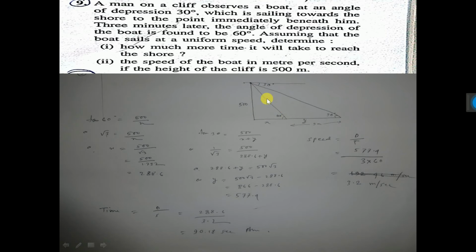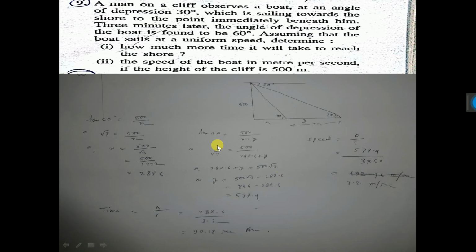Now tan 60, this triangle you take, you can give name A, B, C. Then tan 60 degrees equal to perpendicular 500 and base is x. I have considered, let x is this distance. So tan 60 value root 3 equal to 500 by x. Now x equal to 500 by root 3. Root 3 will go down, x will come here. Then you can do root 3 by root 3, then root 3 into root 3 will be 3. So 500 by 3 into root 3. Then put root 3 value 1.732 and divide and get the value of x.